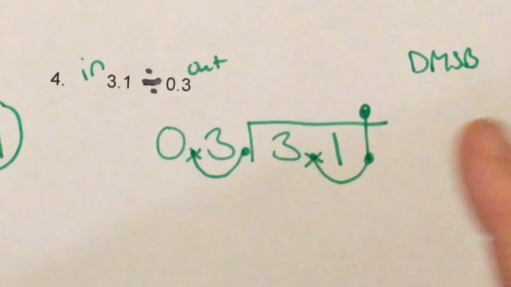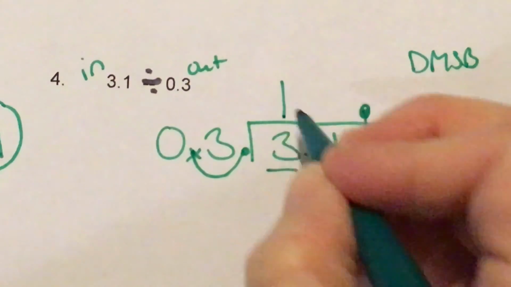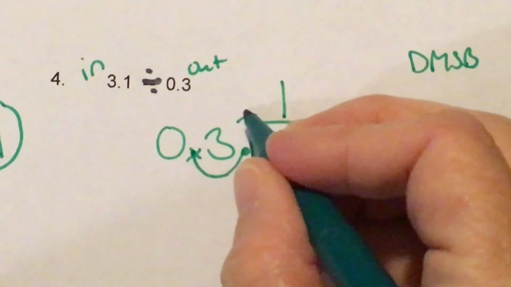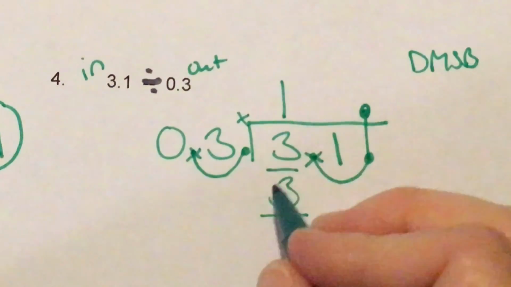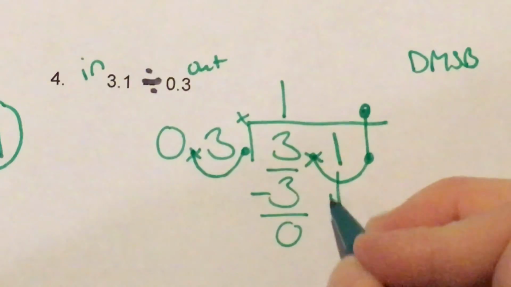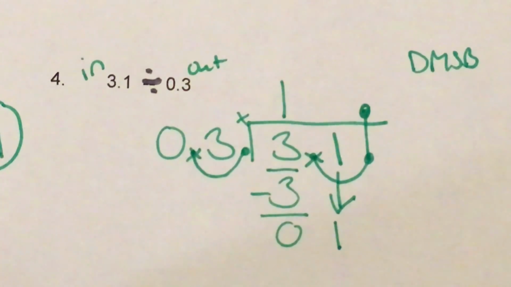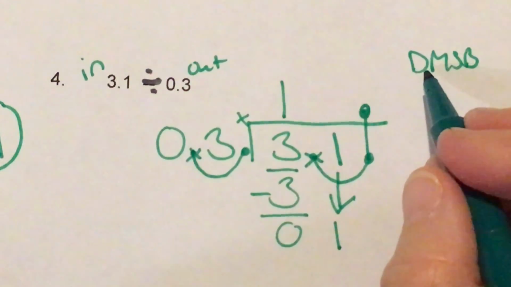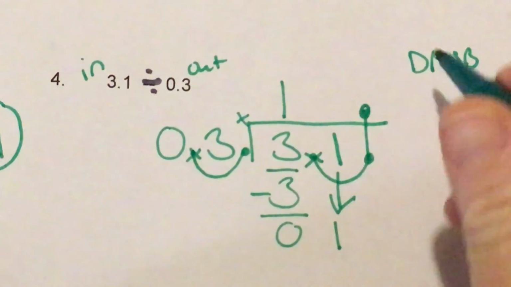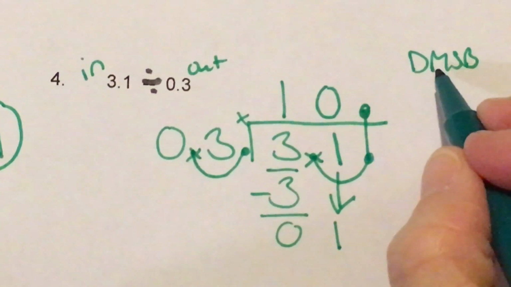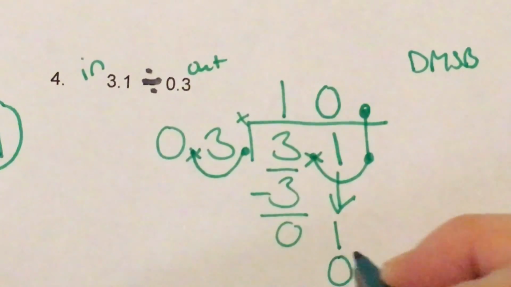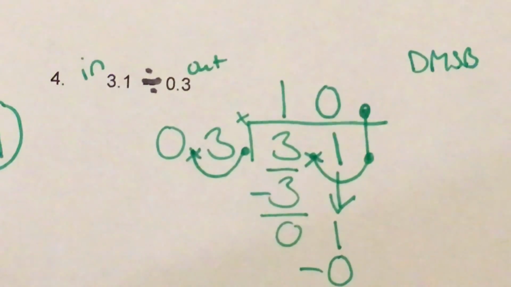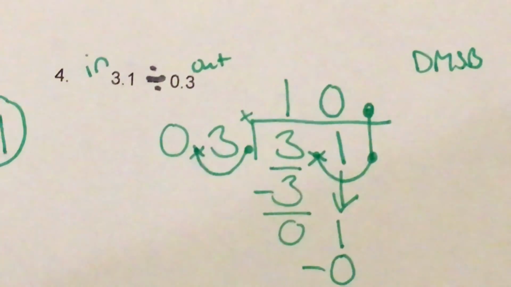So 3 can fit into 3 one time. 1 times, I'm multiplying, 3 is 3. I'm going to subtract and I get 0. I'm going to bring down and I get 1. Okay, then I start over again. 3 can fit into 1 0 times. I'm going to multiply. 0 times 3 is 0. I'm going to subtract and I get 1. And there's nothing to bring down.